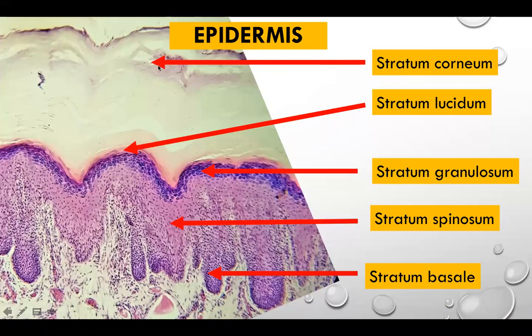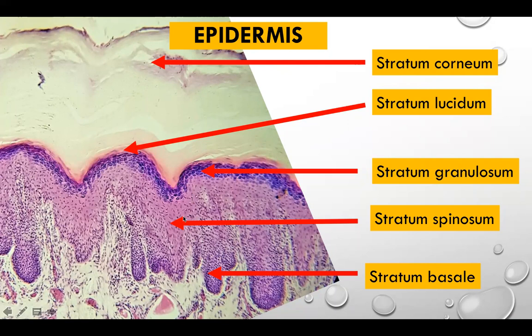Now, this is the outermost layer of the epidermis. The next would be the stratum lucidum. This is the pinkish structure between the stratum corneum and the stratum granulosum. Stratum granulosum is composed of 3 to 5 layers of basophilic staining cells. This is the stratum granulosum.